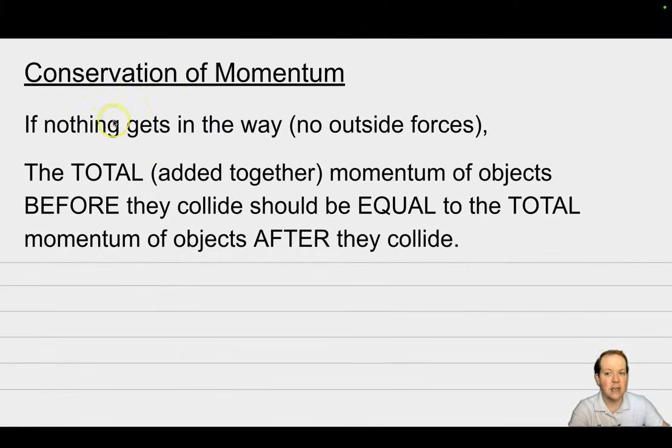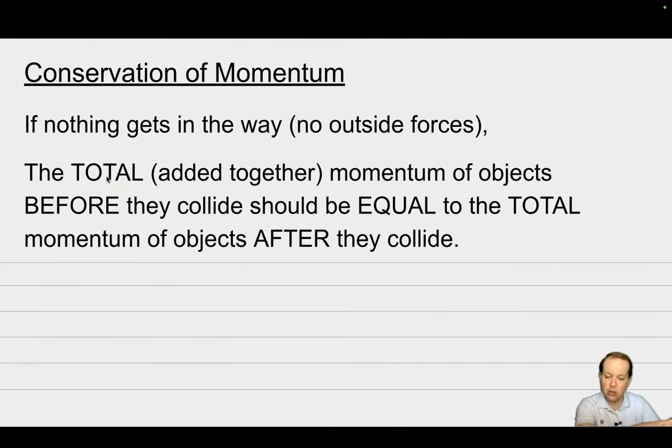Let's read the definition. It starts with this. As long as nothing is getting in the way, as long as there are no outside or interfering forces, like somebody knocking over the pool table, the total momentum, total meaning you just add them together, of objects before they collide should be equal to the total momentum after they collide. That's what conservation means. The word conservation means to keep or to stay the same. For conservation of momentum, the idea is that the total momentum doesn't change.